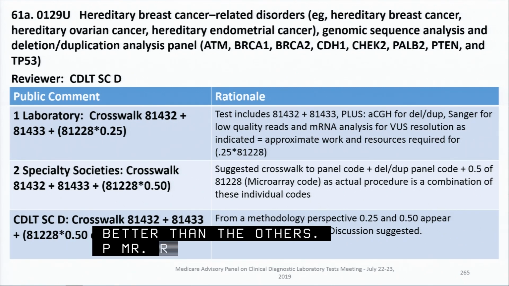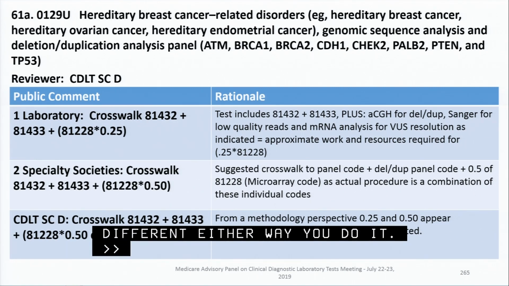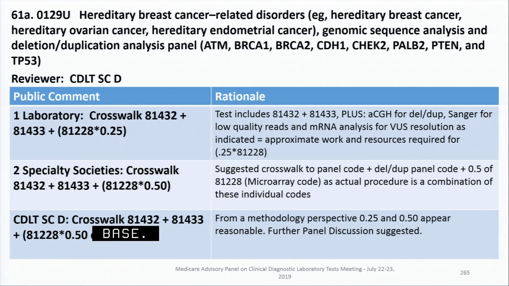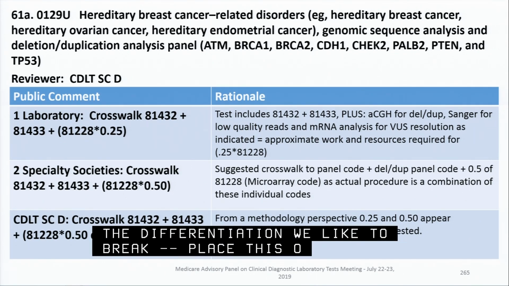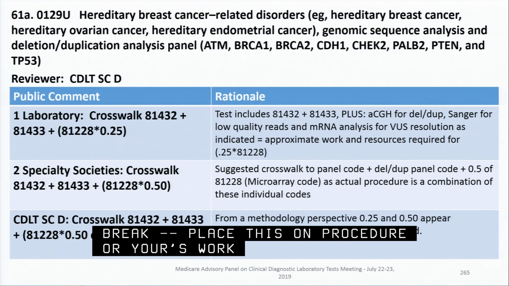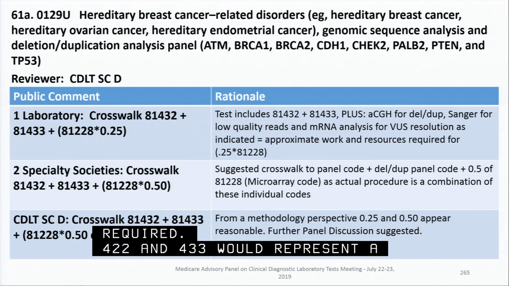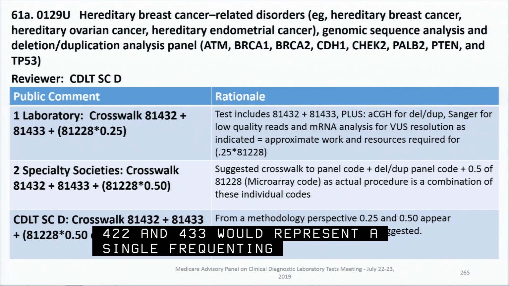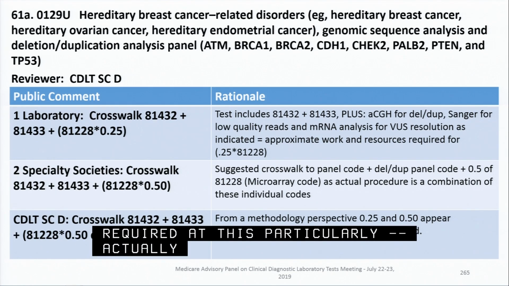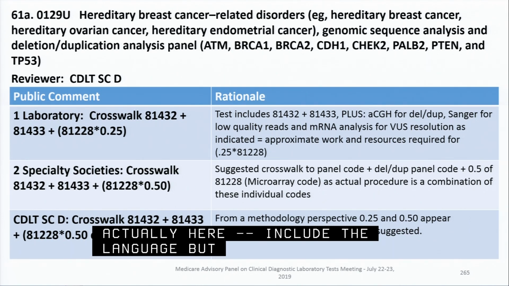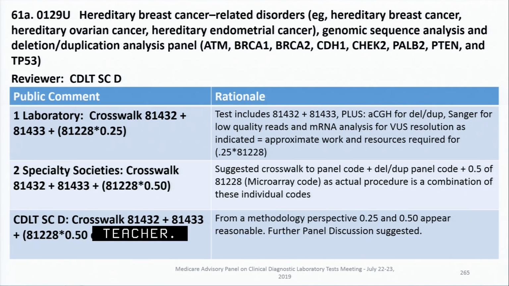Yeah, so the first two are for the base. Again, the differentiation that we like to place on this is procedure versus procedures that are required. The 81432 and 433 would represent, as per their codes, one single genomic sequencing procedure and del-dup analysis. The additional methodologies that are required by this particular assay include the Sanger for low-quality reads. While PMS2 is not included, MLPA is not necessary 100% of the time for that gene, although it will be for future panels we'll be discussing in just a moment. However, MLPA and array CGH are required for these AT/GC-rich regions and the pseudogenes.